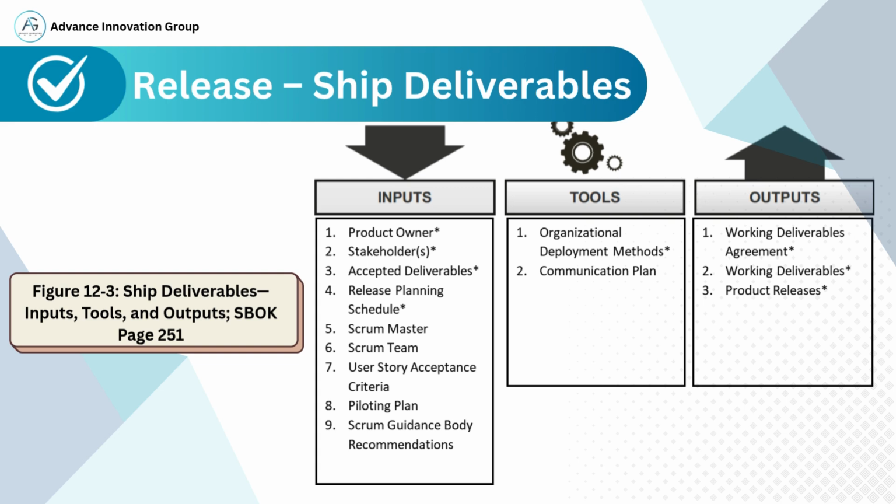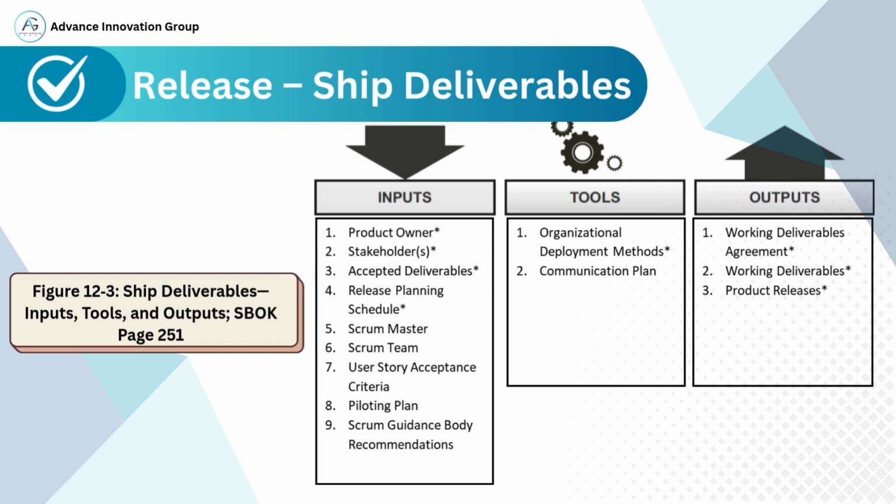Inputs: these are the key elements required to effectively ship the deliverables. 1. Product owner confirms that deliverables meet business expectations. 2. Stakeholders provide feedback and approve deployment strategy. 3. Accepted deliverables, the outputs from the sprint review, now ready for deployment.